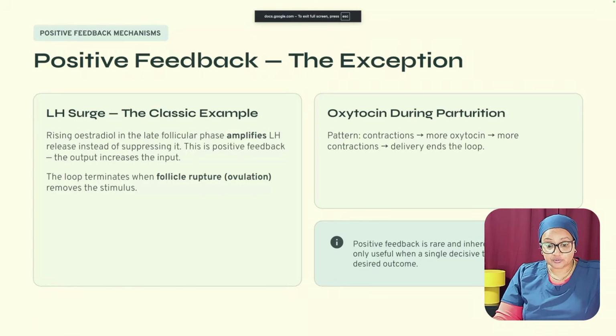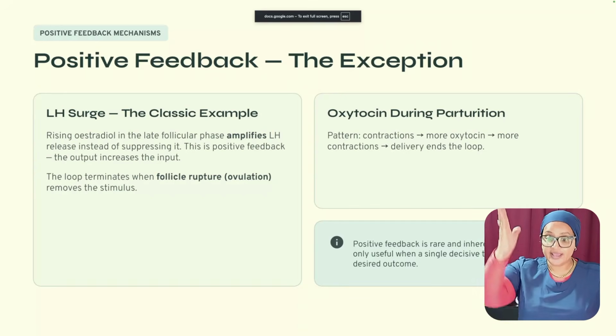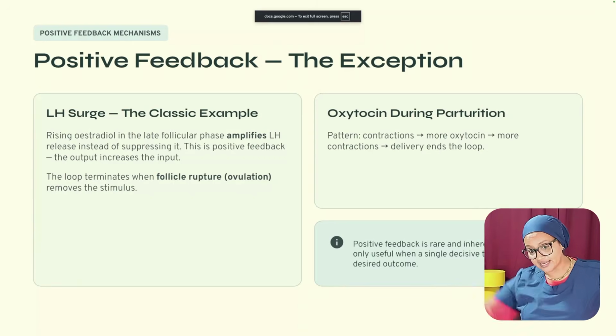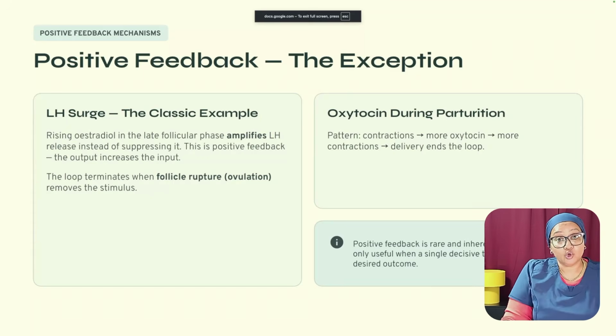And the stimulus, which is positive feedback, meaning high estradiol causes the LH surge, but after the surge, ovulation happens and everything goes back to its classic negative feedback control or regulation. The system fires once, accomplishes its purpose, and self-terminates.